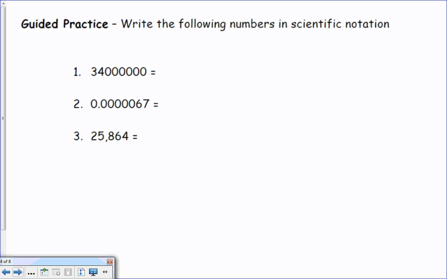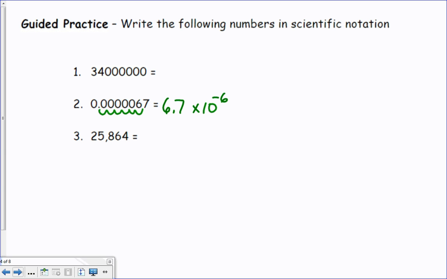So let's do a few more. Guided practice. I'm going to do number 2. I'm going to let you guys do number 1 and 3 and show me when you get to class, okay? So I have to move the decimal place 1, 2, 3, 4, 5, 6 times to get this number under 10. So that's going to be 6.7 times 10. How many did I count again? 1, 2, 3, 4, 5, 6. But I moved it to the right this time, so it's a minus 6.